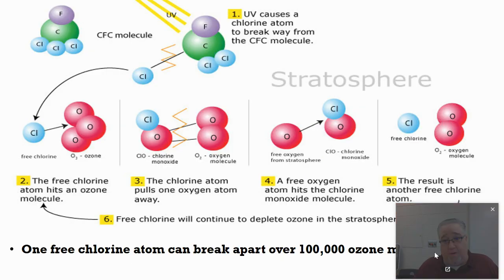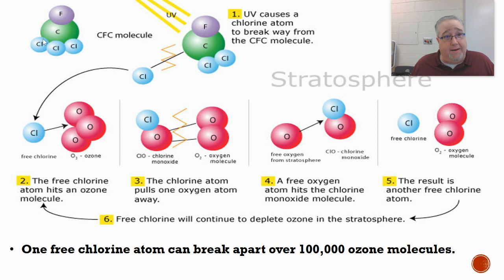Now, the problem with CFCs, and here in the upper left, this is a picture of the molecule. It's a carbon atom that's bonded to a fluorine atom. So, fluorocarbon, right? That's where the fluorine comes from. And we also have these chlorine atoms. So it's a chlorofluorocarbon. It's chlorines and fluorine, all bonded to a carbon atom. Now, I'm going to make this diagram really simple, so just pay attention.